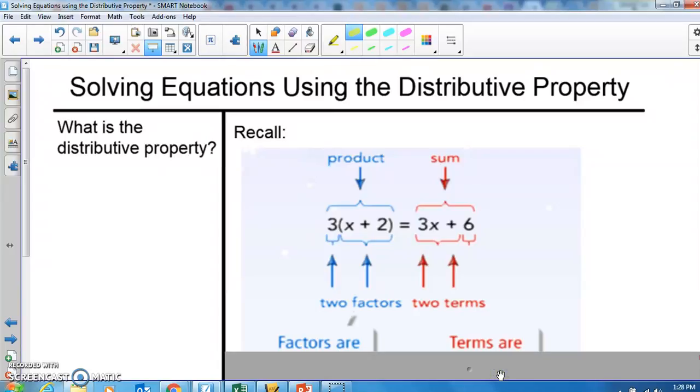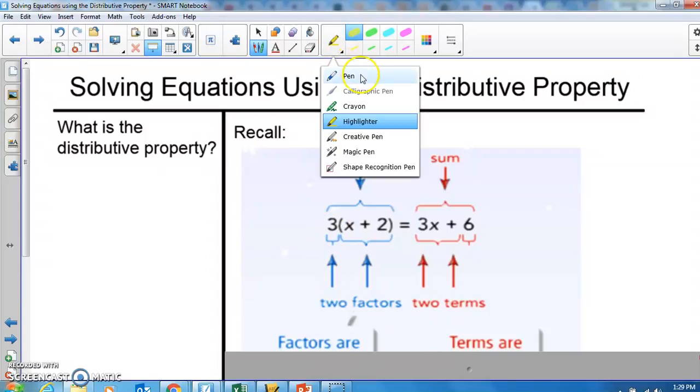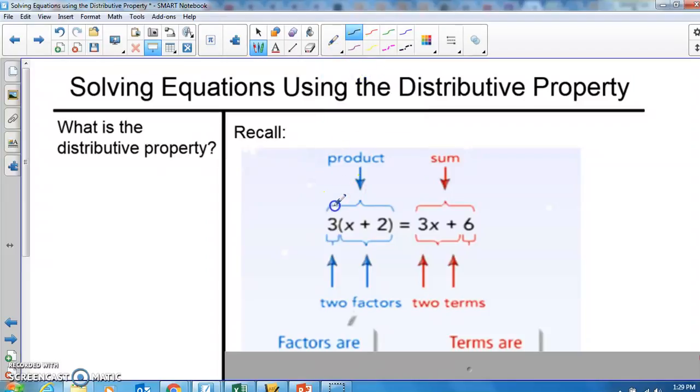We know the distributive property is where you take a number on the outside of the parentheses, for instance, this 3 right here, and we distribute it to the terms inside the parentheses. So we multiply 3 times x to get 3x. Then we distribute the 3 with the 2. 3 times 2 is 6, so we get 3x plus 6. Since 3x and 6 are not like terms, that would be our answer. We've already talked about factors and what terms are, so that should be nothing new to you. So let's move on to the new stuff.